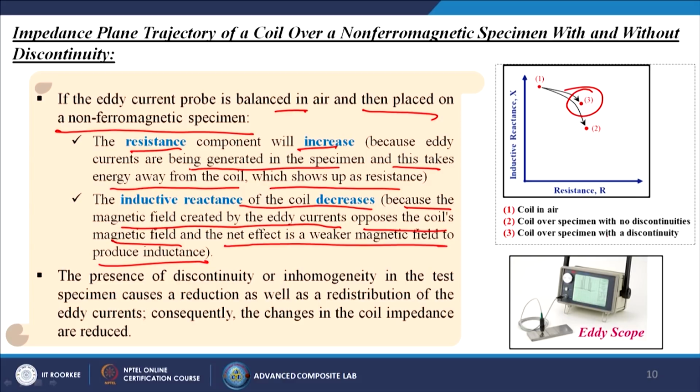Now, coil over specimen with a discontinuity. The presence of a discontinuity or inhomogeneity in the test specimen causes a reduction as well as a redistribution of the eddy currents. Consequently, the changes in the coil impedance are reduced. So, an eddy scope generally looks like this.